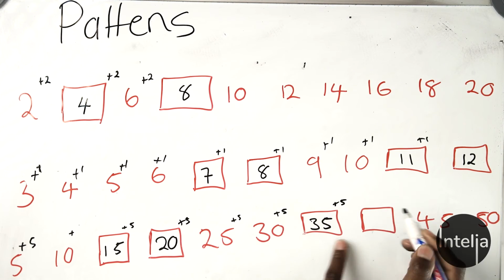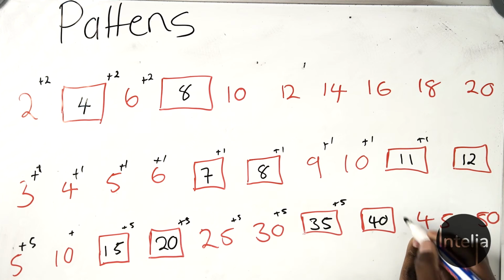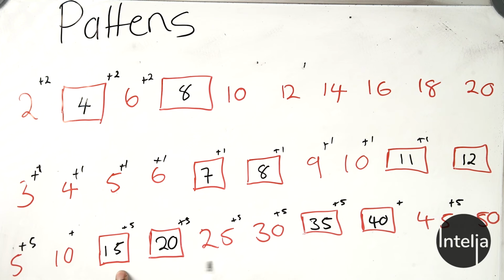35 plus 5, that's 40. You write your missing number here. 40 plus 5, that's 45. 45 plus 5, that's 50. So our missing numbers are 15, 20, 35, and 40. So we count 5, 10, 15, 20, 25, 30, 35, 40, 45, and 50. So this is how our pattern goes for missing numbers.